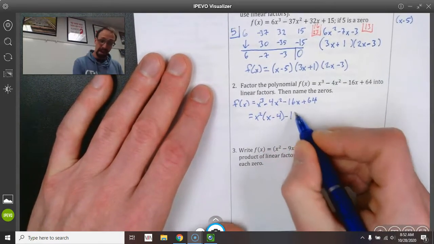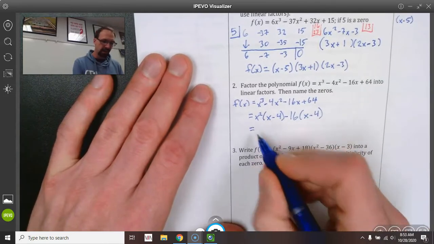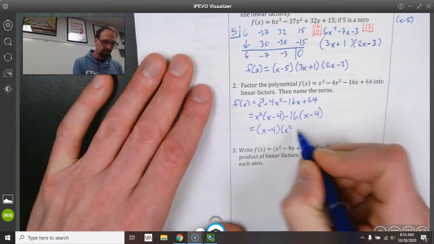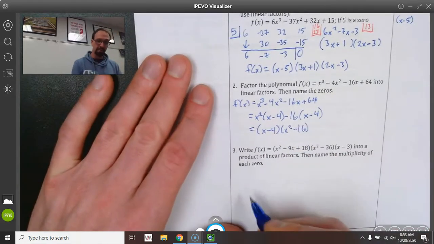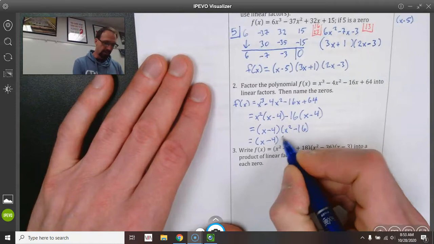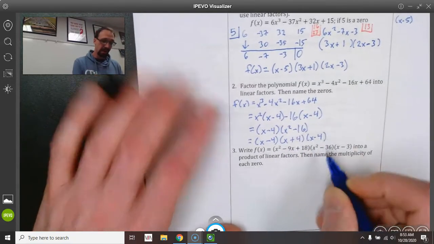If I factor out a negative 16, then I'm left with x minus 4. So if I group these together, I've got x minus 4 times x squared minus 16. But x squared minus 16 is a difference of squares. I'm going to have x plus 4 and x minus 4. Now, I have x minus 4 twice.